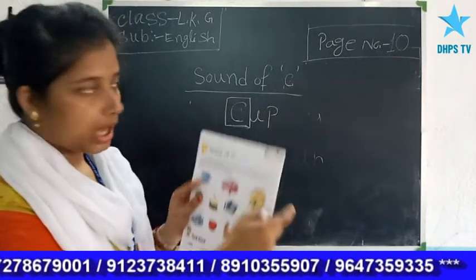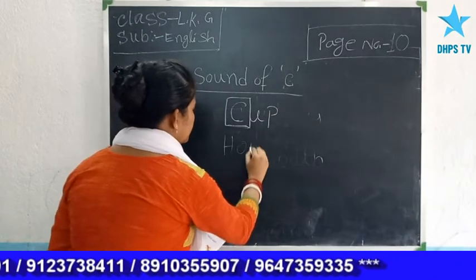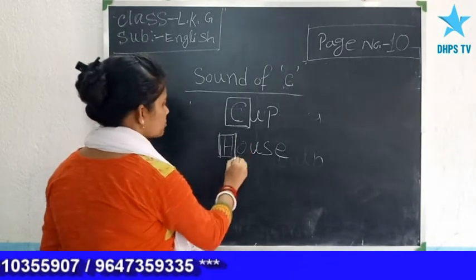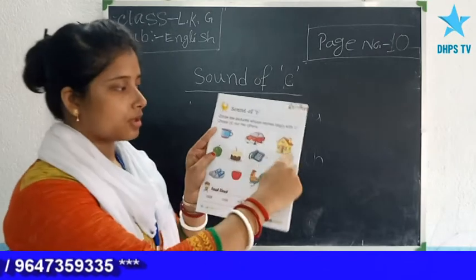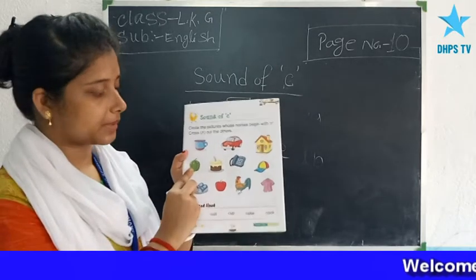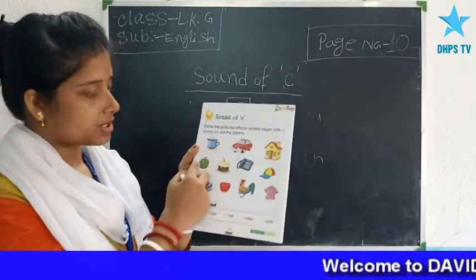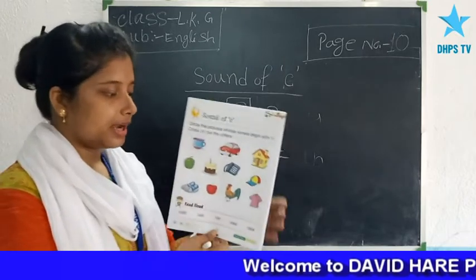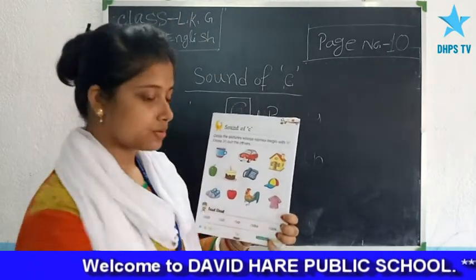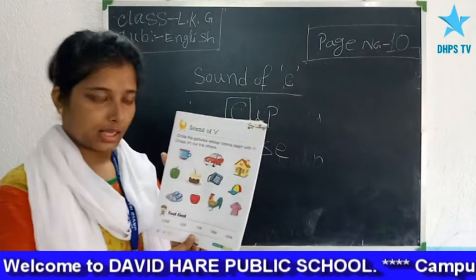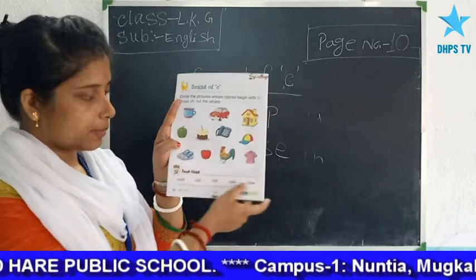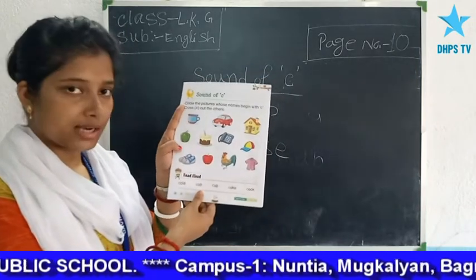Next, house. House spelling is H-O-U-S-E. So house does not start with C. House starts with H, so cross out the house. Then what is this? Capsicum. Capsicum starts with C, so you have to circle around the capsicum. Similarly, recognize all the remaining pictures, and whatever starts with the letter C, you have to circle around the particular picture. And then in the box are written some words starting with C.